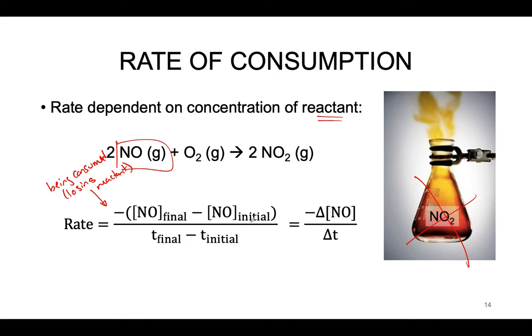It doesn't necessarily have to be the very end and the very beginning, just so long as we're looking at two different data points. And so we can more concisely state the rate of consumption for the nitrogen monoxide is going to be a negative delta concentration of NO, or the negative change in the concentration of the nitrogen monoxide, all divided by a change in time.